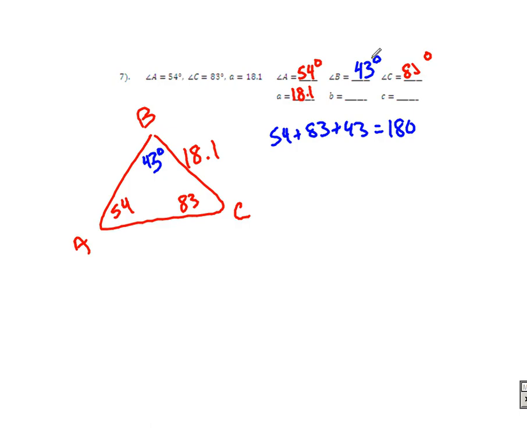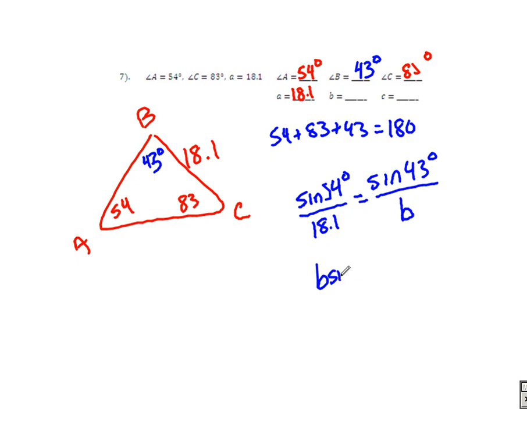Now, to find sides b and c. Well, I already have one set, A and a, that work well. So I'm going to do sine of 54 over 18.1 equals sine of 43 over side b. Cross multiply, b sine of 54 equals 18.1 sine of 43. Divide by sine of 54, and I should get b equals 15.3.